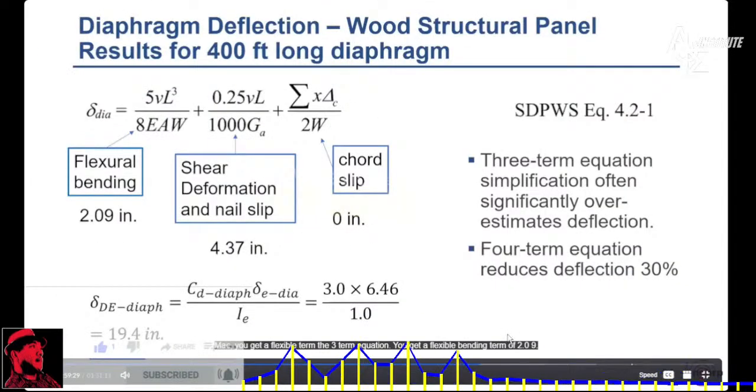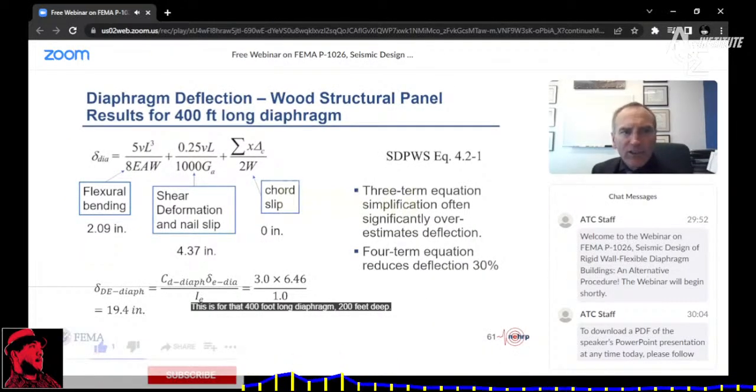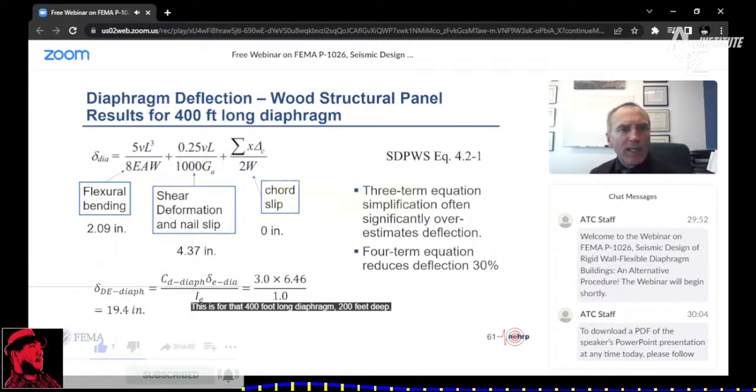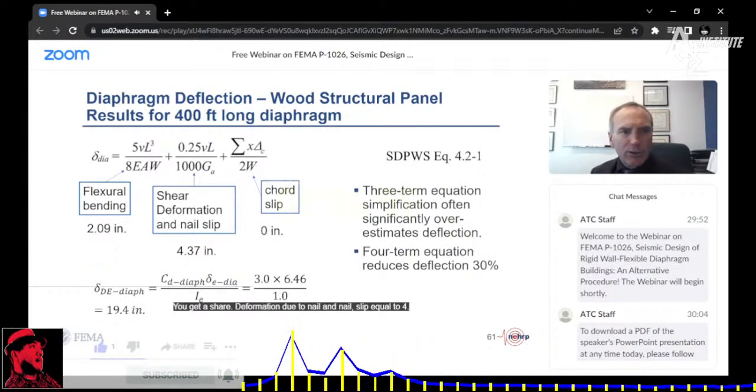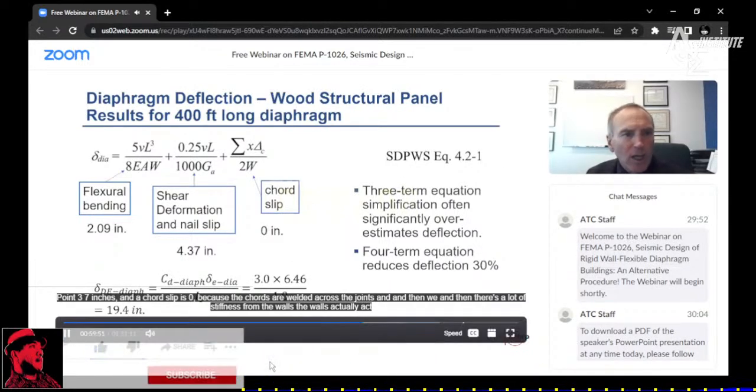You get a flexural term, the three-term equation. You get a flexural bending term of 2.09. This is for that 400-foot-long diaphragm, 200 feet deep. You get a shear deformation due to nail slip equal to 4.37 inches, and a chord slip is 0 because the chords are welded across the joints.